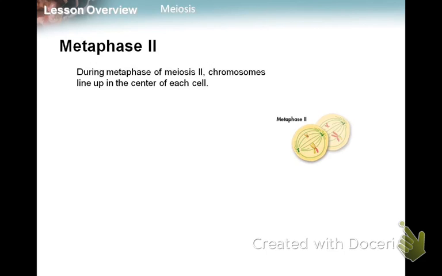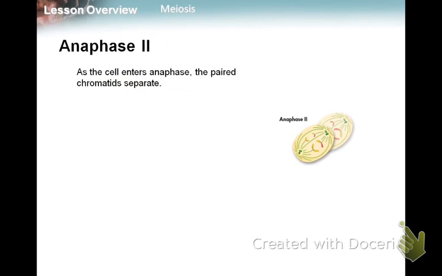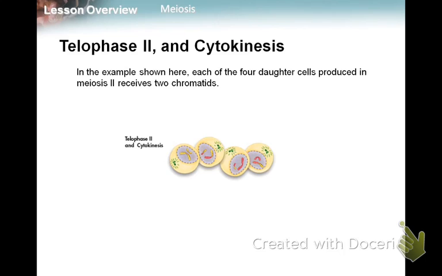In metaphase, the chromosomes line up along the center of the cell. This is metaphase 2. In anaphase 2, the sister chromatids separate. So you can see this looks very similar to the mitosis steps. And then telophase 2 and cytokinesis ends up with what you see here.